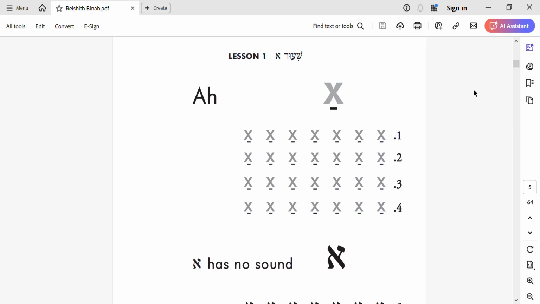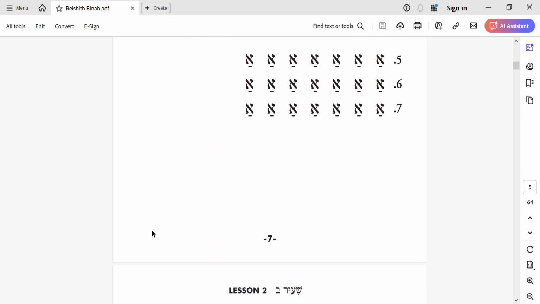Anyway, lesson one, we learned about this symbol right here, which is called the patach. X is just any sort of letter that could take its place, and the patach makes the a sound. We've seen all these examples from 1 to 4. Basically, it will just be ah. That's the sound that it would make.